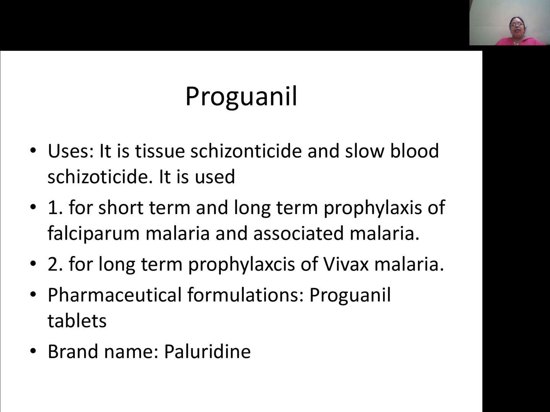of vivax malaria. Pharmaceutical formulations: proguanil tablets are available, that is, it is available only as tablets. The brand name available in the market is Paludrine.